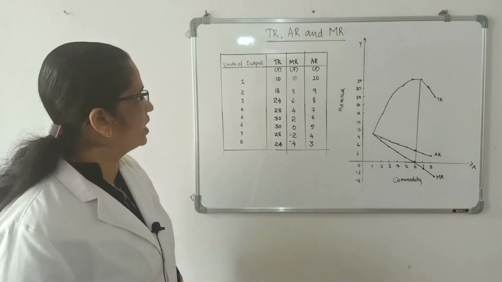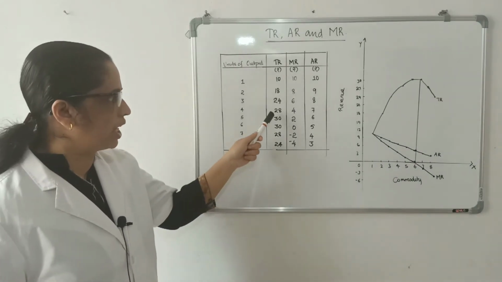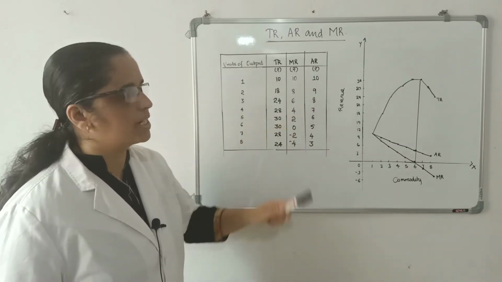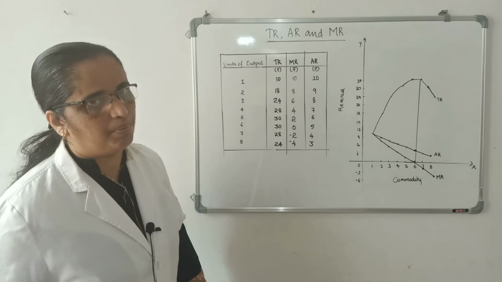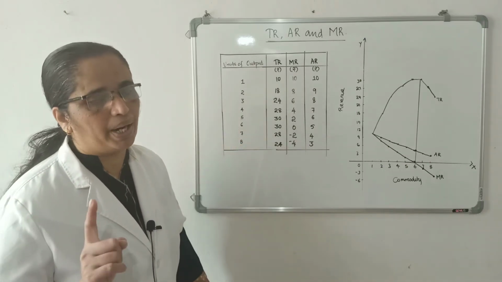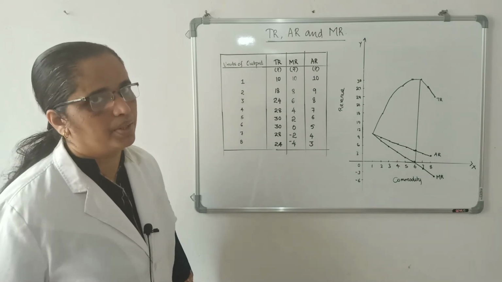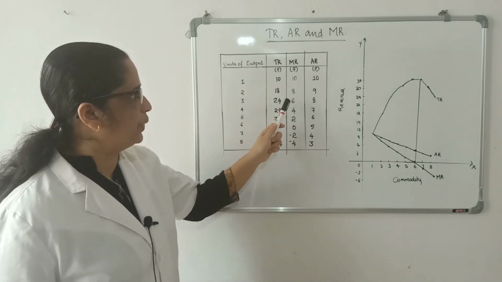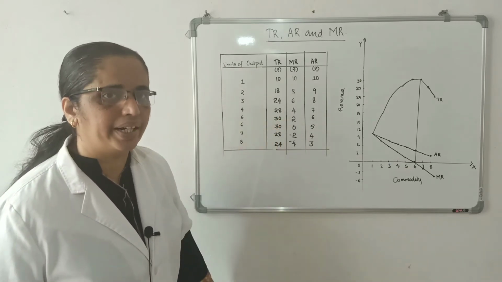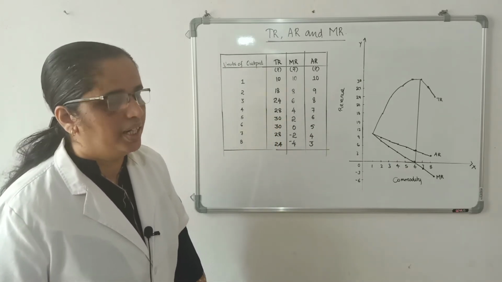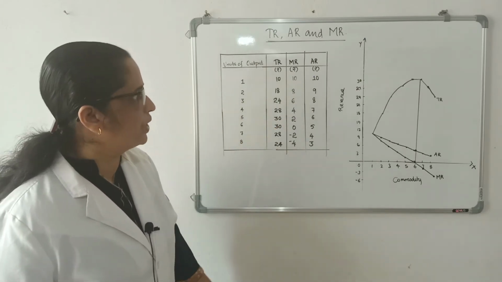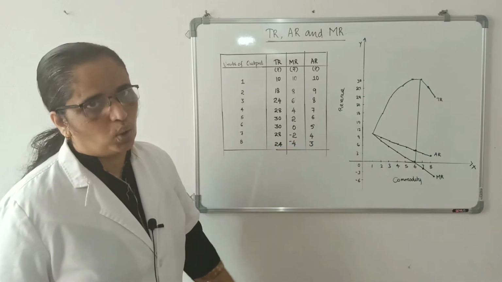How can we say? TR is the sum total of MR. AR is TR by output. Or you can say TR is equal to price into output sold. If you know TR, you can calculate MR. If you know MR, you can calculate TR. The rate of change in total is marginal. AR is equal to price.